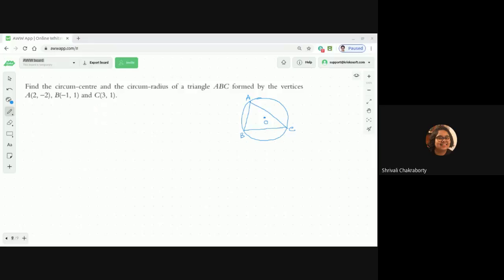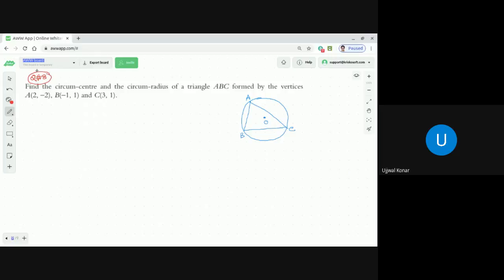So let me give you a little bit of hints, and I want you to do it. This is an exercise for you. And once the class is done, you can let me know your solution as well. So this is question number 8.